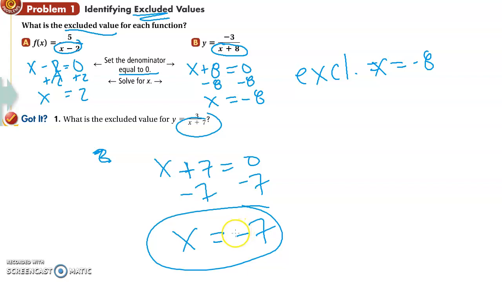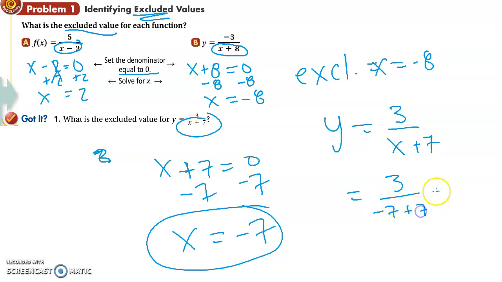Now let me try to explain why we call it an excluded value. What would happen if I plugged negative 7 into this function, y is equal to 3 over x plus 7? If I tried to plug this in, I would get 3 over negative 7 plus 7, which is equal to 3 over 0. Go ahead and type that into a calculator. Maybe you already know this because we have talked about it before, but what does 3 divided by 0 equal? Undefined.